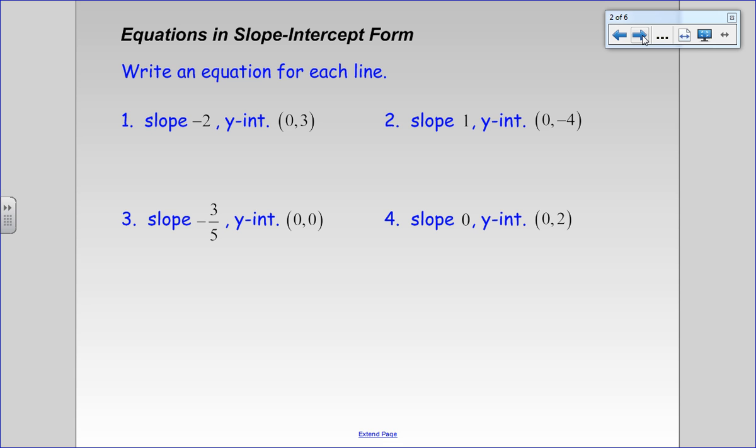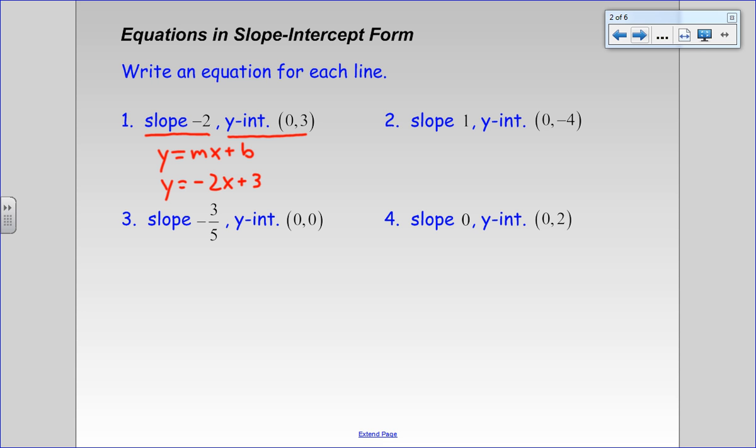We can also use slope-intercept form to write the equation of a line without having access to its graph, as long as we know the slope and y-intercept of the line. Let's look at 4 examples. First, let's write the equation of a line having slope -2 and y-intercept (0, 3). Remember that slope-intercept form is y equals mx plus b, in which m represents the slope and b represents the y-coordinate of the y-intercept. So we can write the equation of this line as y equals -2x plus 3.